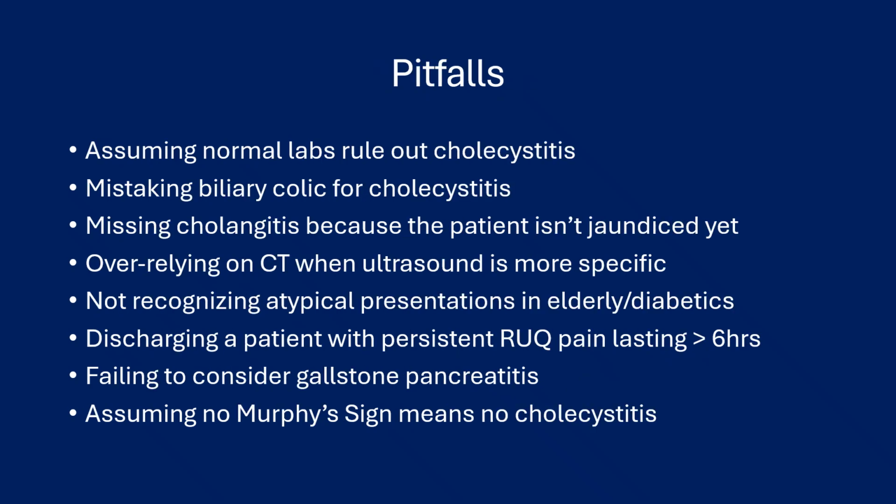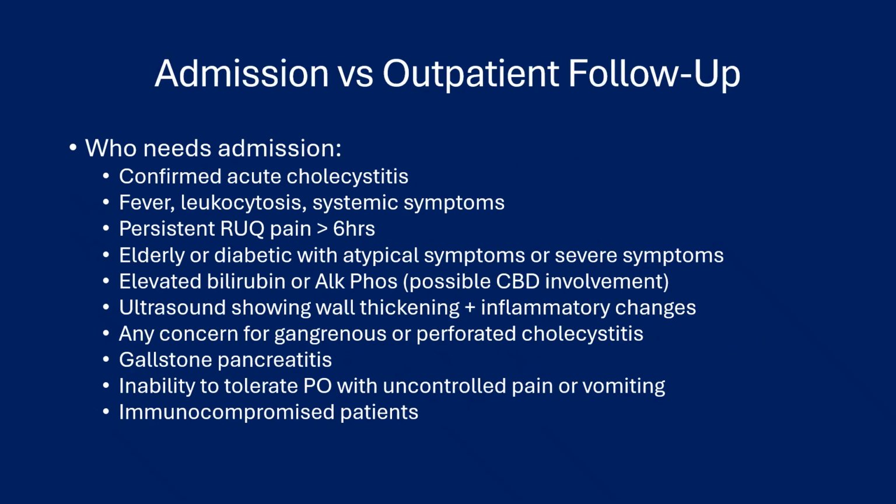Pitfalls: assuming normal labs rule out cholecystitis. Mistaking biliary colic for cholecystitis. Missing cholangitis because the patient isn't jaundiced yet. Over-relying on CT when ultrasound is more specific. Though again, the problem is sometimes in the middle of the night, you may not have ultrasound. Not recognizing atypical presentations in elderly and diabetic patients. Discharging a patient with persistent right upper quadrant pain lasting more than 6 hours. Failing to consider gallstone pancreatitis. Assuming no Murphy's sign means no cholecystitis.